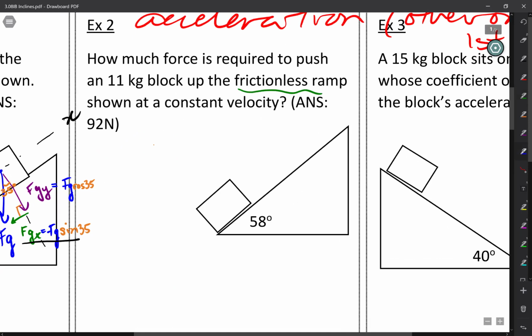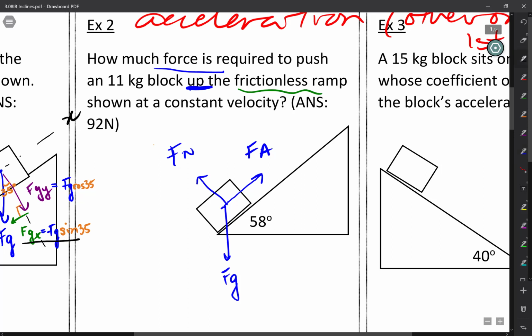Let's draw a free body diagram. We have force due to gravity, always. We have our normal force directed perpendicular away from the surface. We also have a force that is going to push the block up at a constant velocity. So this force is directed upwards, up along the ramp. Okay, so this is this direction over here. We are going to call it FA. We got a free body diagram.